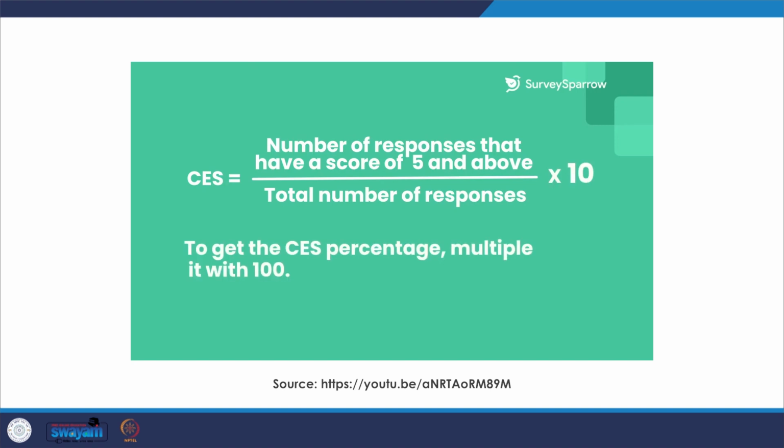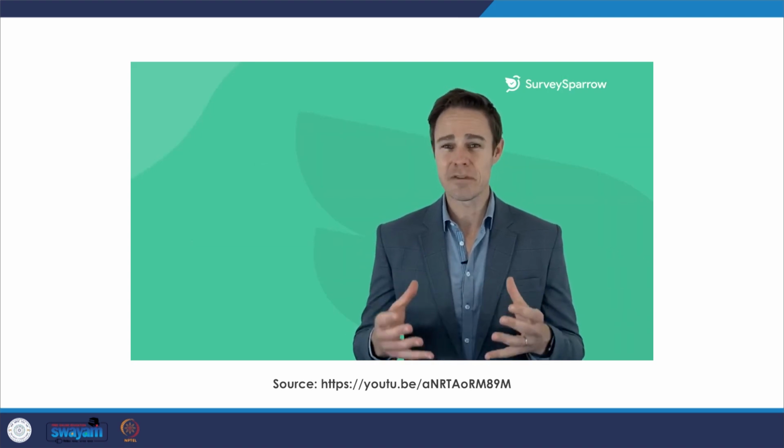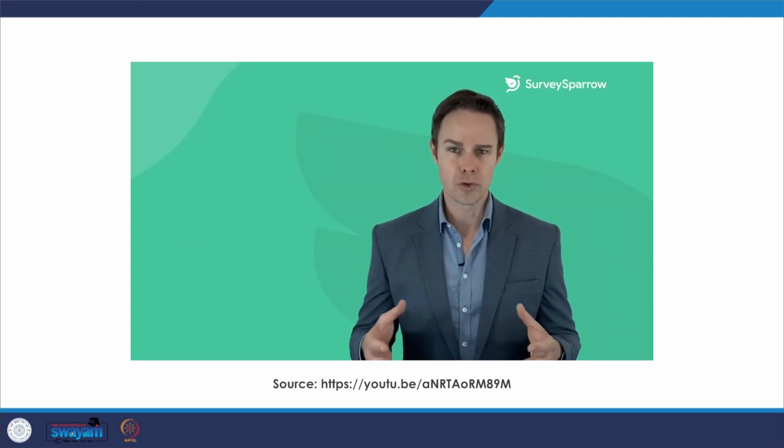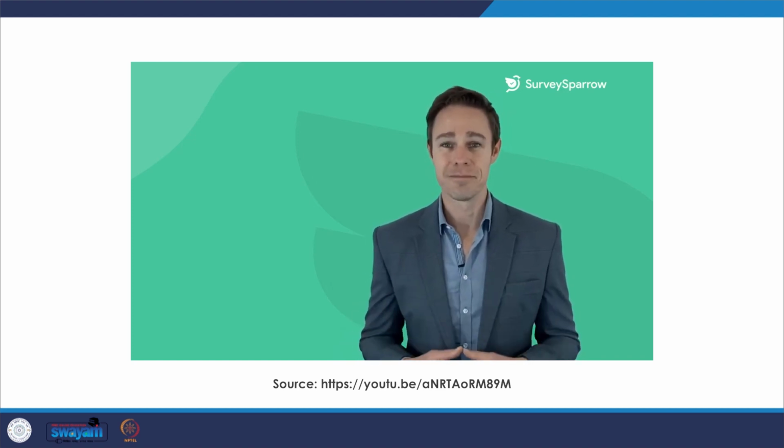To get the CES percentage, multiply it with 100. For example, let's say you've received 100 responses in total, out of which 70 of them have scores of 5 and above. Your total CES will be 70 divided by 100 times 10, which will give you 7.